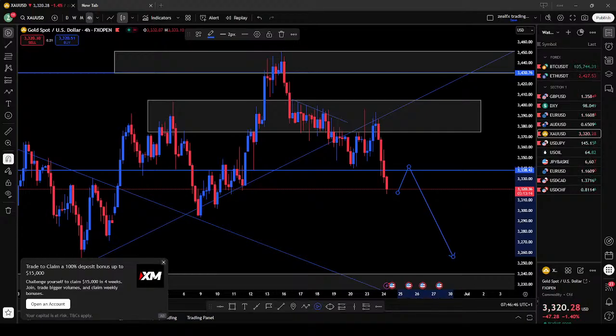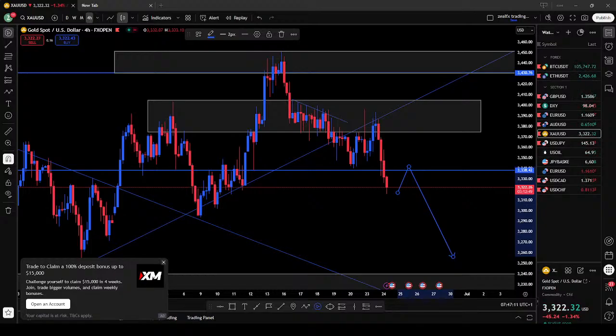So I'm currently enjoying profit on gold. Gold is currently giving me massive profit. So we expect more sell on gold. We are enjoying our sell on the gold USD.